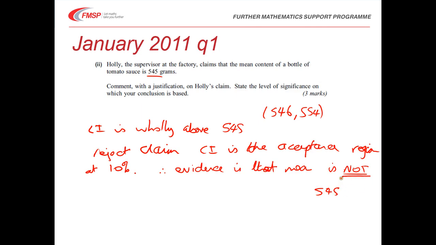You're going to get a B1 mark for anything that rejects the claim. You're also going to get an E mark for explaining what we've just done here, the fact that the confidence interval is your acceptance region. Then you get another B1 mark for stating that we're doing this at 10% because that's my confidence interval range.